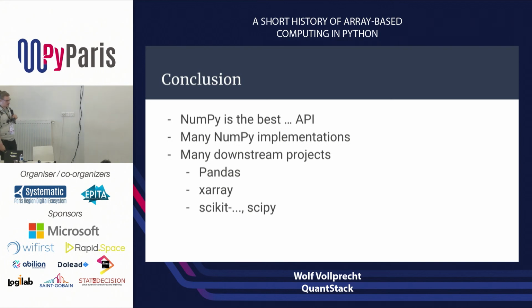And now we can derive some conclusions. What we've basically seen here is that NumPy is the best API, at least, and that there are now many different NumPy implementations out there, which all have their special case in the ecosystem, and there are a lot of downstream projects that depend on the NumPy API in some sense. So for example, Pandas and Xarray and Scikit, the various tools, they all use NumPy in some sort.